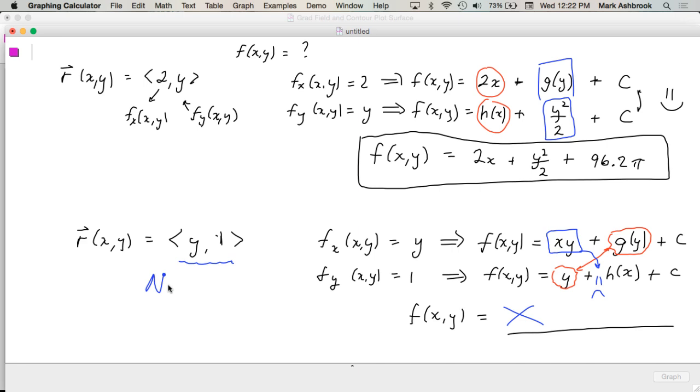So there's no function f such that this is the gradient. Therefore, that's a perfectly valid vector field, but it's not a gradient field. Gradient fields are special. They come from what we call a potential function, and they're the partial derivatives of that potential function. Okay, does it make sense?